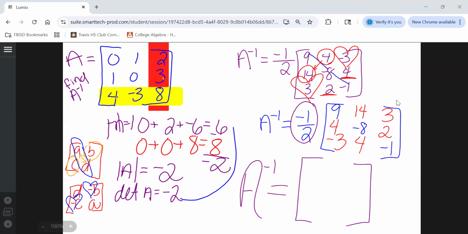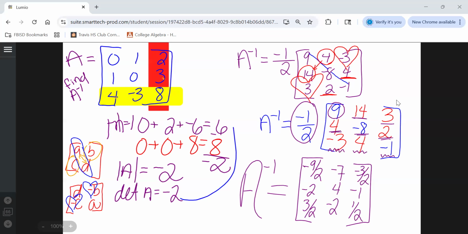So I have 9 times negative 1/2. I'm leaving it a fraction because fractions are people too. We're going to have negative 9/2. 14 times negative 1/2 is negative 7. 3 times negative 1/2 is negative 3/2. 4 times negative 1/2 is negative 2. Negative 8 times negative 1/2 is 4. 2 times negative 1/2 is negative 1. Negative 3 times negative 1/2 is 3/2. 4 times negative 1/2 is negative 2. And negative 1 times negative 1/2 is just 1/2.